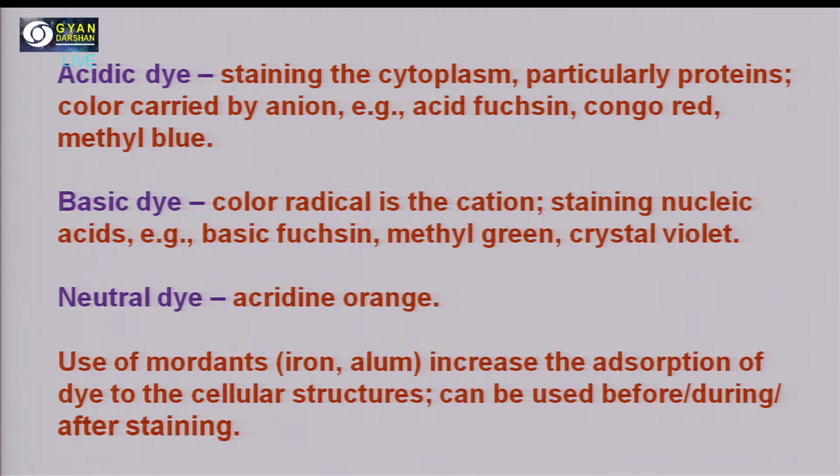Now these stains or dyes can be categorized again based on their chemical nature into acidic dye, basic dye, and neutral dye. Acidic dyes stain the cytoplasm, particularly the proteins, like Congo red and methyl blue. Basic dyes, where the color radical is the cation, are used to stain the nucleic acids, like methyl green, crystal violet, and basic fuchsin. Neutral dye, that is acridine orange. As I already said, sometimes you need to use mordants because you need to increase the adsorption of the stain to the chemical structure. For example, iron or alum are very important mordants which you often use.